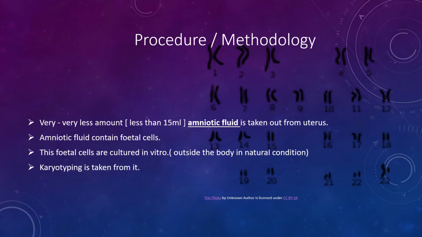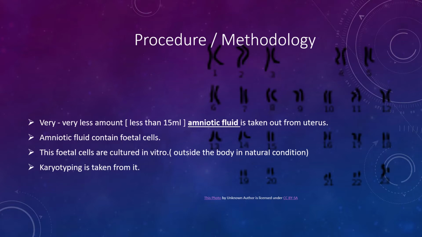So those fetal cells are cultured in vitro. In vitro means providing the same conditions as in the body but outside the body. When cultured in vitro, the cells are arrested in the metaphase stage, and they show the chromosomal arrangement. A graph is taken out with the help of that arrangement, and that graph is called karyotyping.